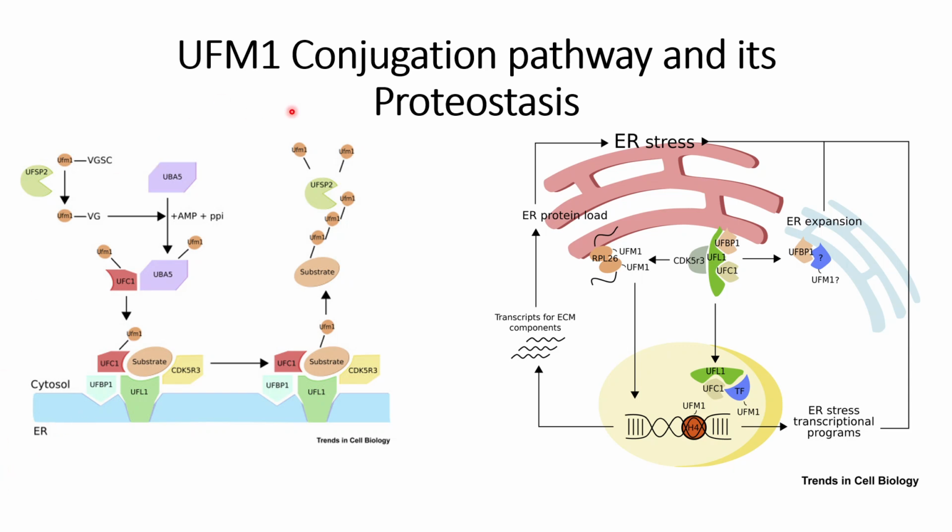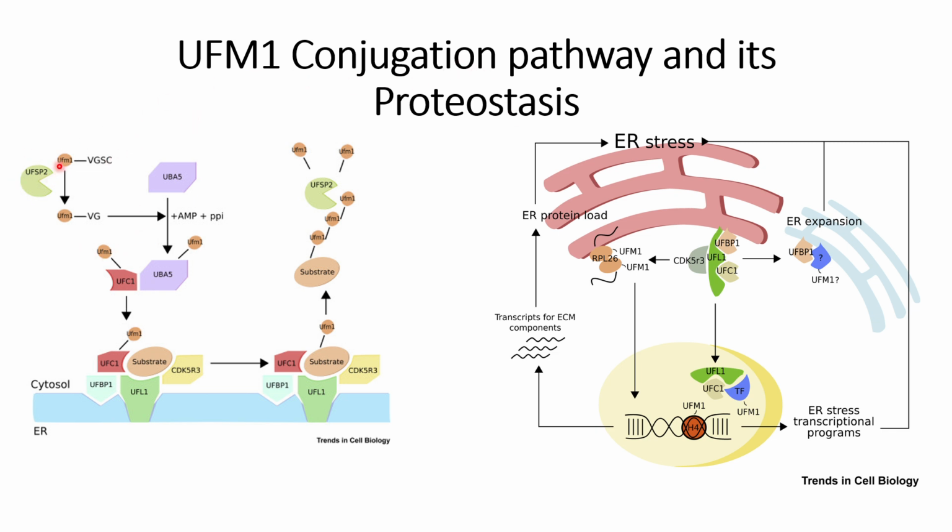In our previous video, we discussed Ufmylation. In this video, we will discuss how this Ufmylation or UFM1 conjugation pathway occurs and what its role is towards proteostasis. Proteostasis is the homeostasis of the protein, or how Ufmylation helps in maintaining the homeostasis of the proteome that is mainly produced by the endoplasmic reticulum. So we will start with this conjugation pathway.